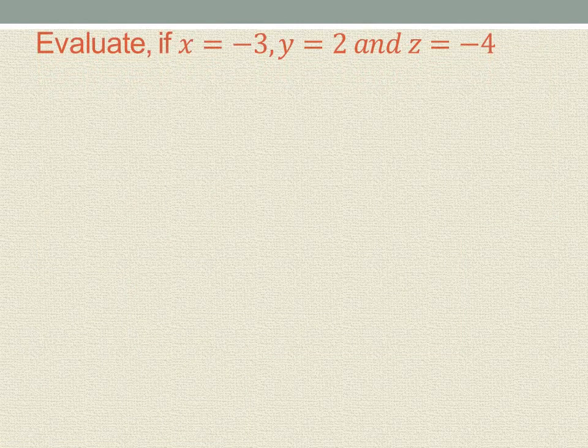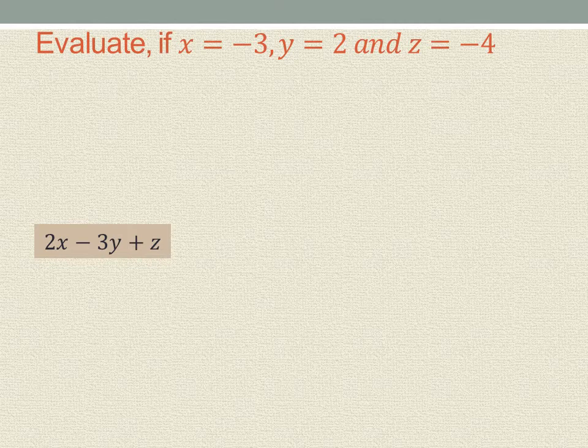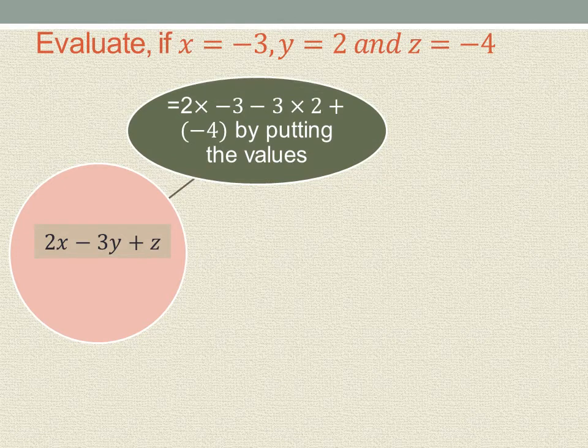Question number 1 is evaluate if x is equal to -3, y is equal to 2 and z is equal to -4. The question is 2x minus 3y plus z. By putting the values, we get 2x means 2 into -3, minus 3y, minus 3 into y is equal to 2, minus 3 into 2, plus, and z value is -4.